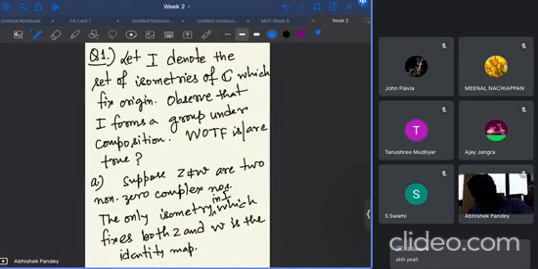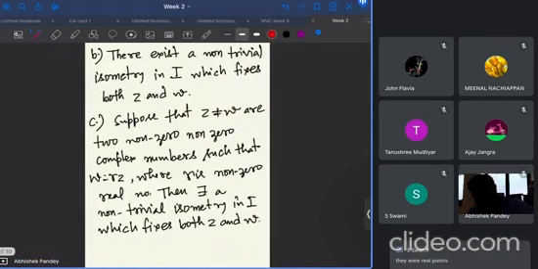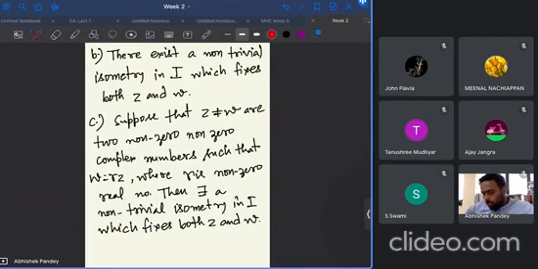Yeah, so this is not correct. What about option 2? Yeah, they are real points, so that is the idea. There exists a non-trivial isometry in I which fixes both z and w. Is it always possible?